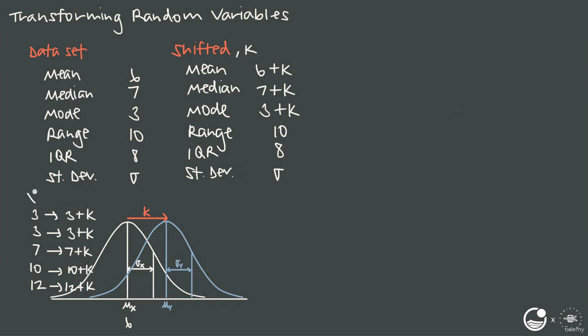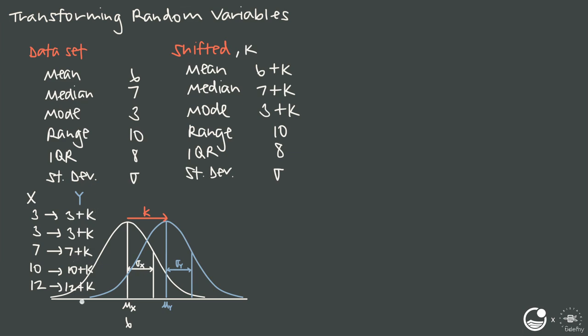So if we call this data set x and we call this data set y, then these are the values in the data set x, and these are the values in the data set y. If we knew that k was equal to, let's say, 5, then we would know that these values were 8, 8, 12, 15, and 17. But just for some generic k, we can express the values in the shifted data set as 3 plus k, 7 plus k, etc.